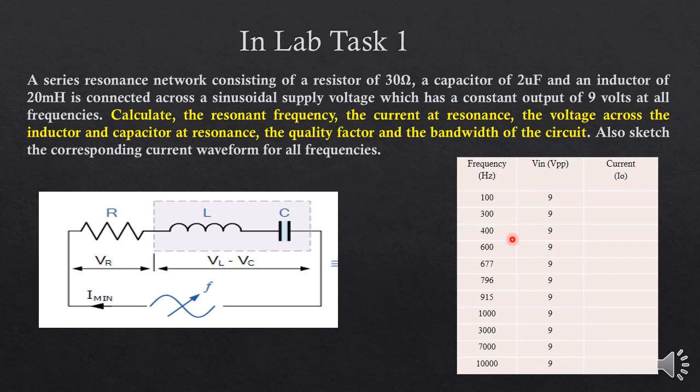This is the series RLC circuit that you are going to use for your measurements. If you are using the peak to peak value here in this table, make sure you find the current in the form of peak to peak value.